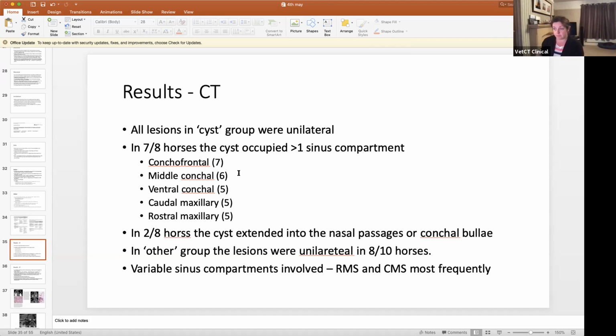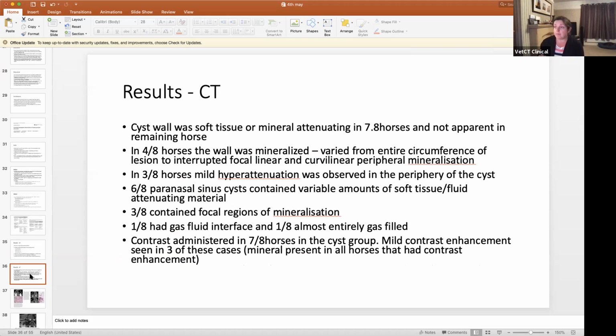And then in the other group, the lesions were unilateral in 8 out of 10 of the horses. The cyst wall was soft tissue or mineral attenuation in 7 out of 8 horses, and then wasn't apparent in the remaining horse. In 4 horses, the wall was mineralized either entirely or with interrupted focal linear or curvilinear peripheral mineralization. In 3 horses, mild hyperattenuation was observed within the periphery of the cyst, and they go on in the discussion to discuss whether that represents fibrosis or hemorrhage or focal islands of mineralization within the cyst wall.